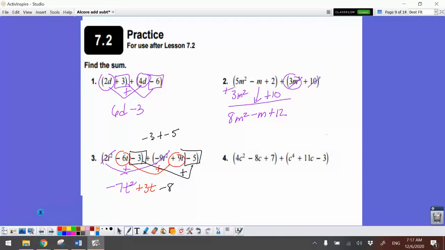So I see that I have these two that are the same, these two that are the same, but I also see that I have a 4c squared and a c4, and the c4 certainly doesn't have any friends up there. Remember, if I put them in order by power, the c4 goes first. Then my 4c squared would go next, and that is a positive 4c squared. Then I can deal with the like terms. So negative 8 plus 11 is a positive 3c, and a positive 7 and a negative 3 is going to give me a positive 4. So c to the fourth power, plus 4c squared plus 3c plus 4.